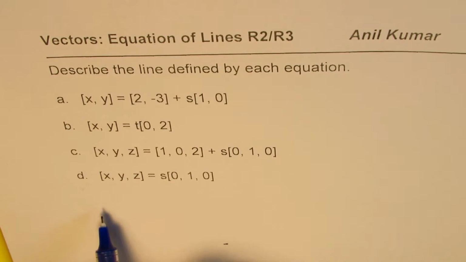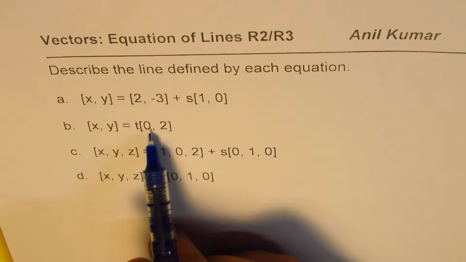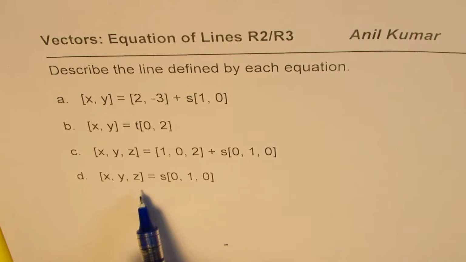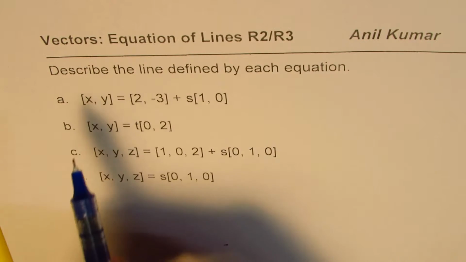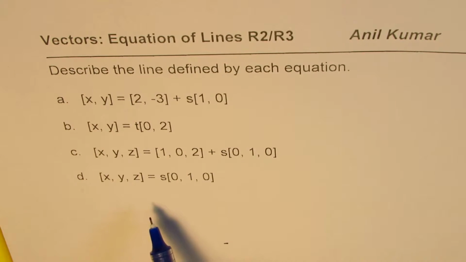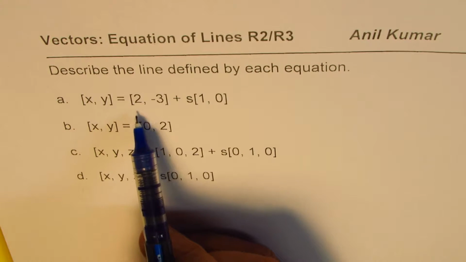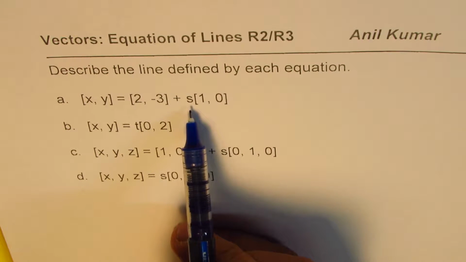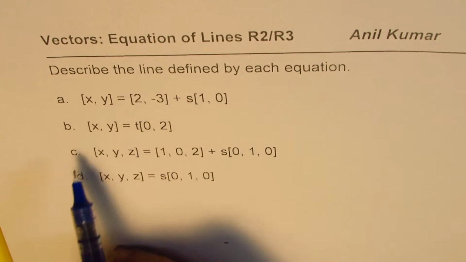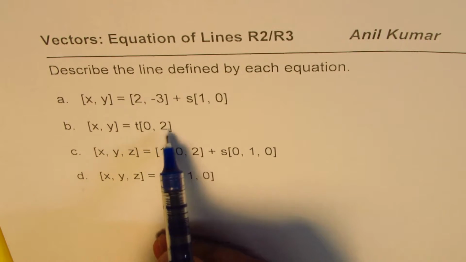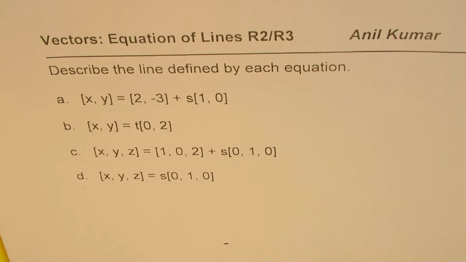So we have four different equations. The first two are for 2 space, and the next two are for R3 or 3 space. All these equations are in vector form, correct? The first equation is in R2: (x, y) = (2, -3) + s(1, 0), where s is the parameter. Then we have (x, y) = t(0, 2). These are the first two equations which we will visualize.